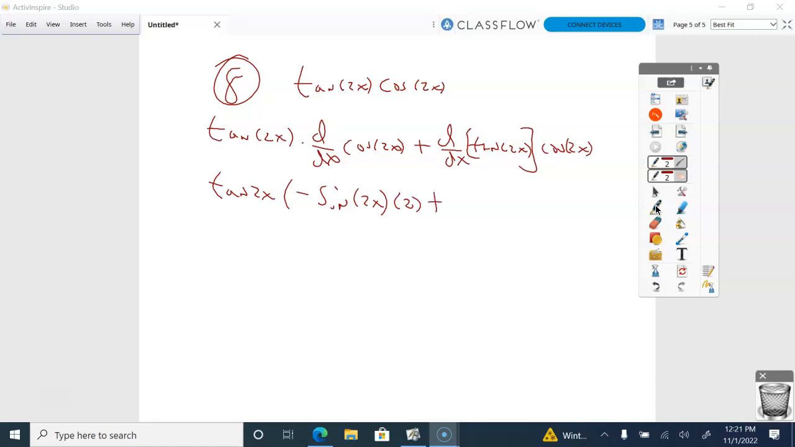Plus the derivative of tangent. Once you memorize that, if you haven't memorized it, it's 1 over cosine squared. It'll save you a lot of trouble. Remember that. Times it by the chain, which is 2, times cosine 2x. So whatever's inside of tan just goes in the cosine too.